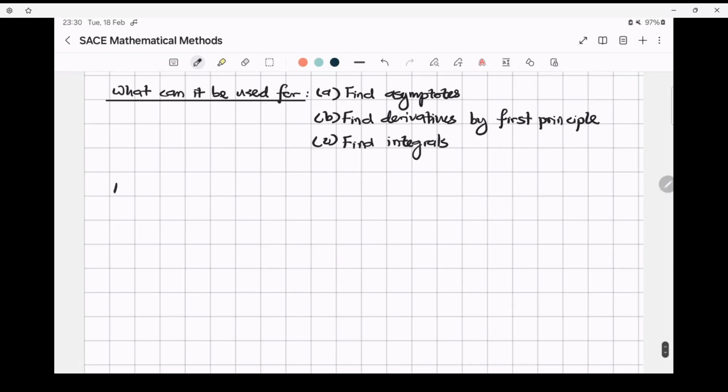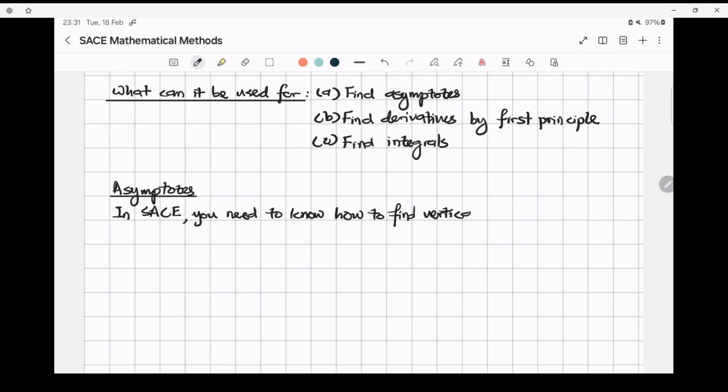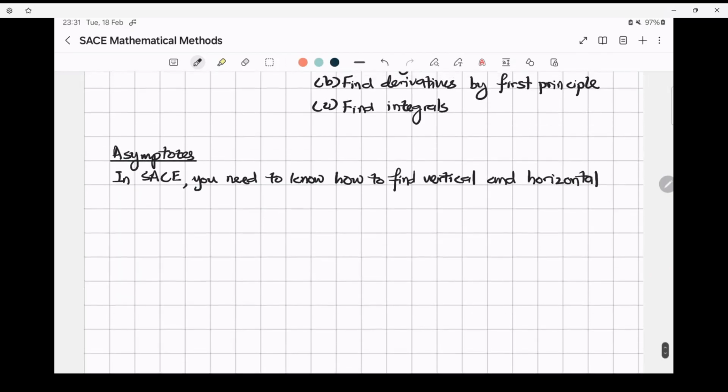So let's look at asymptotes. There are basically three types of asymptotes, but in SACE setting, what you really need to do is to understand how to find the horizontal and vertical asymptotes. So in SACE, you need to know how to find vertical and horizontal asymptotes.